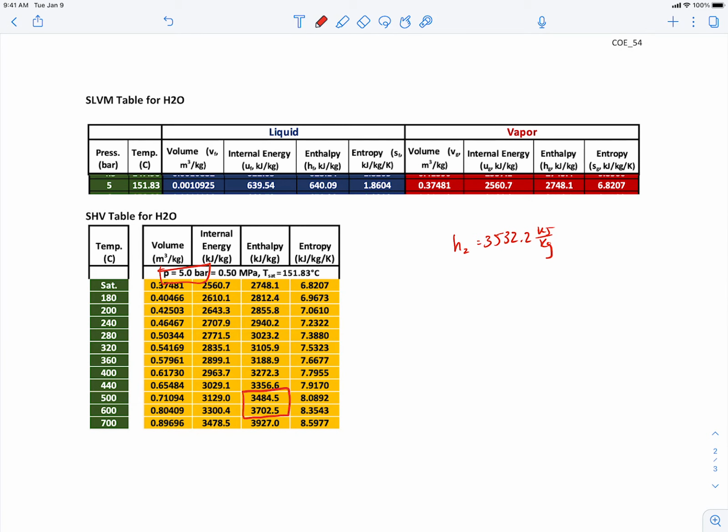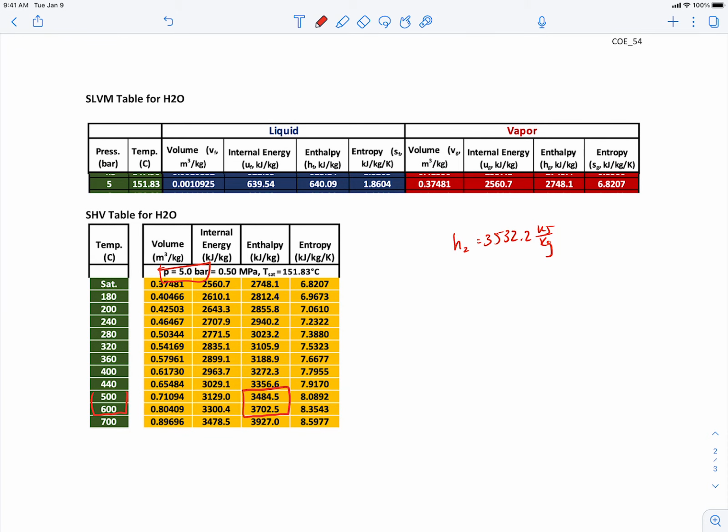So I'm going to have to do interpolation. I know my temperature is somewhere between 500 and 600 degrees C. If you go through the interpolation, I won't go through that here, you'll get that T2 comes out to be 522 degrees C. And since I'm at it, let me go ahead and interpolate to find the specific volume. That comes out to be 0.7313 cubic meters per kilogram.